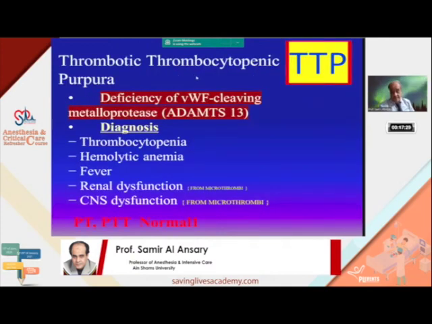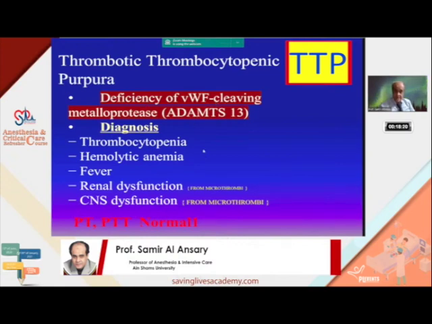We shift to the other cause of thrombocytopenia, which is thrombotic thrombocytopenic purpura, which is very dangerous, really. It is a sort of microangiopathy, which causes hemolysis and aggregation of platelets inside the vessels, due to deficiency of von Willebrand factor cleaving metalloprotease ADAMTS13. And this is very important. ADAMTS13 is very important in cleaving von Willebrand factor into pieces and preventing the accumulation of macromolecules from von Willebrand factor, which is the initial factor initiating platelet aggregation.